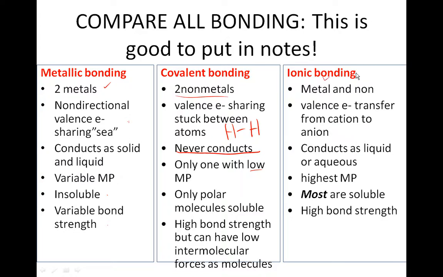Okay. Ionic bonding, a metal and a nonmetal. The electrons are transferred from the metal ion to the nonmetal ion. They do not conduct as solid. But they do conduct as liquid or aqueous, when dissolved. They have the highest melting points. Many of them are soluble in water, and they have high bonding strength.